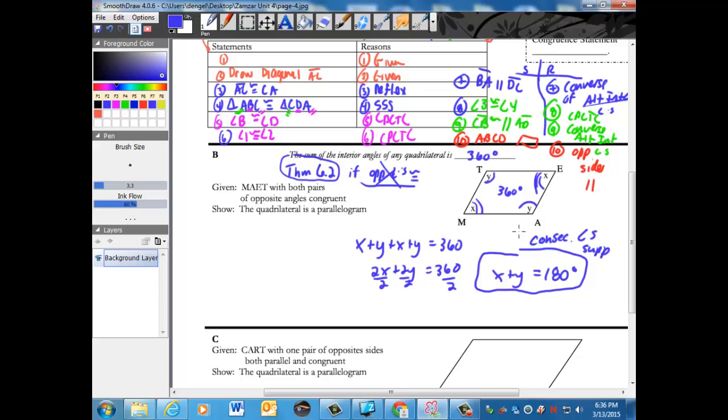If you look at x plus y, you can use any x and y. You can use this x and this y, this x and this y, or this x and this y. And we're saying that no matter what x and what y you use, it's always going to be supplementary, 180 degrees. So we don't have to do a two-column proof. We're finished. X plus y equals 180 degrees. Therefore, MEAT is a parallelogram.